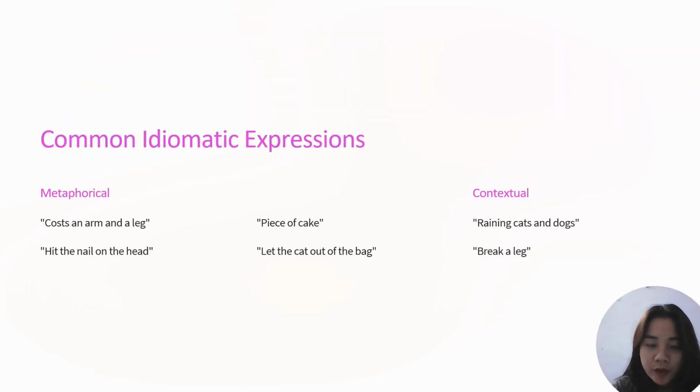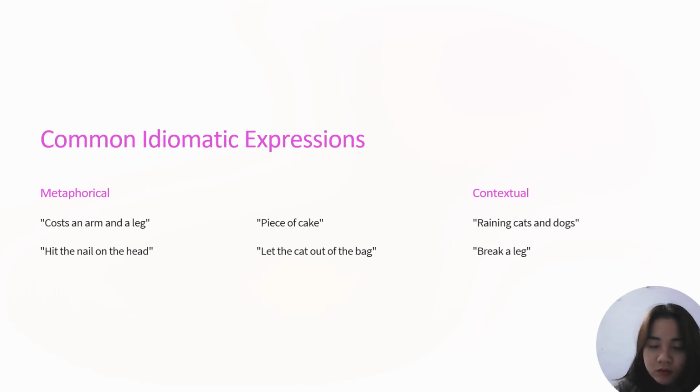Common idiomatic expressions. I will give you some examples, and you can also go and check the meanings. Cost an arm and a leg, so what do you mean by that? It means expensive, that something is very expensive. Hit the nail on the head, for this you have to check. Piece of cake, which is very easy. Let the cat out of the bag, as I have already told you, means to reveal a secret.